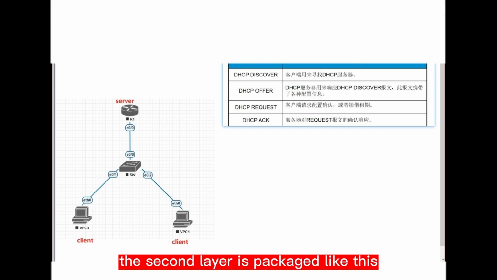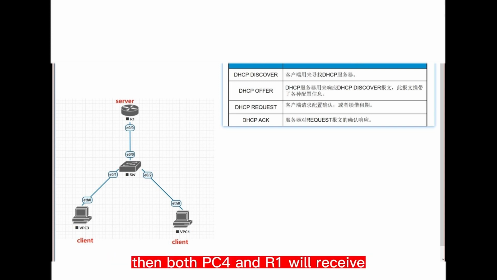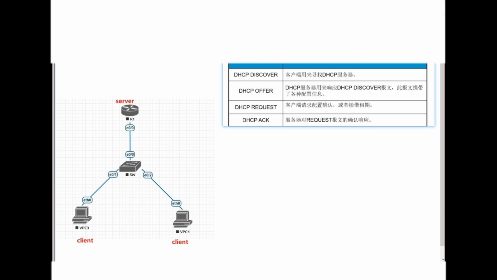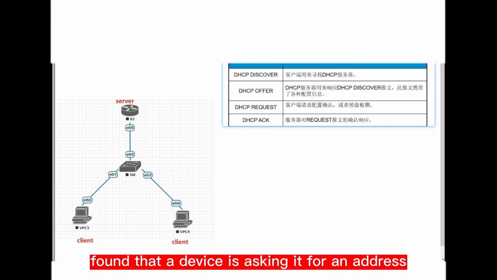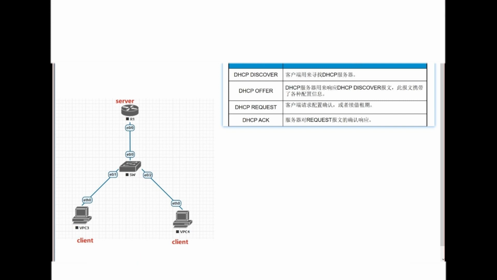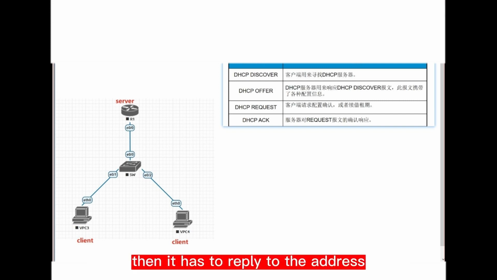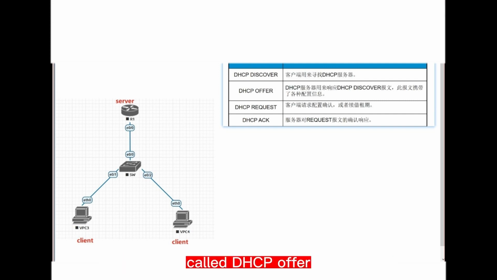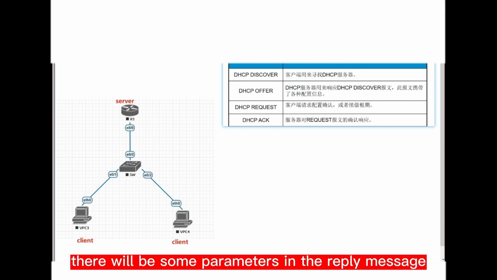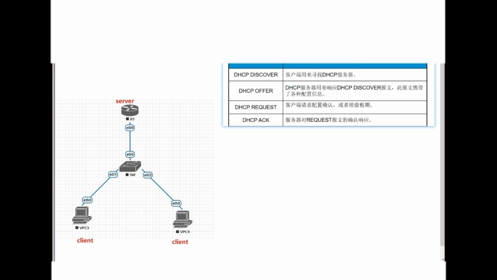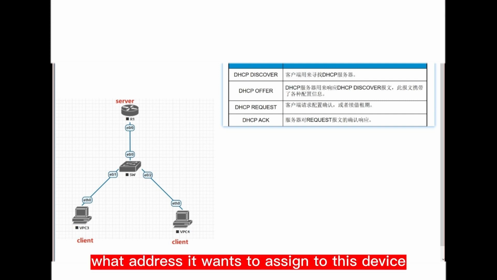The second layer is packaged like this. Once the message is sent, the switch only needs to be powered on, and both PC4 and R1 will receive it. After receiving it, R1 finds that a device is asking it for an address. It is a server, so it has to reply with an address. It provides this service. When R1 replies, it needs to reply with a second message type, called DHCP offer. There will be some parameters in the reply message. It will carry what address it wants to assign to this device.